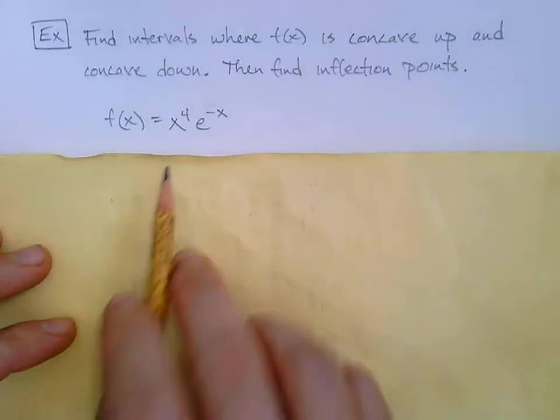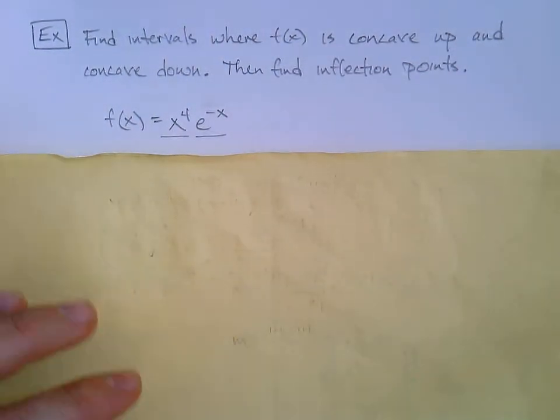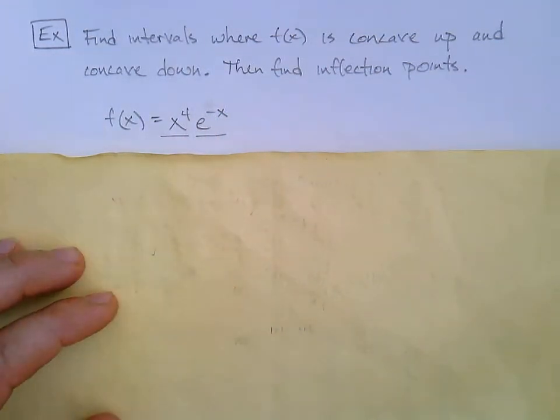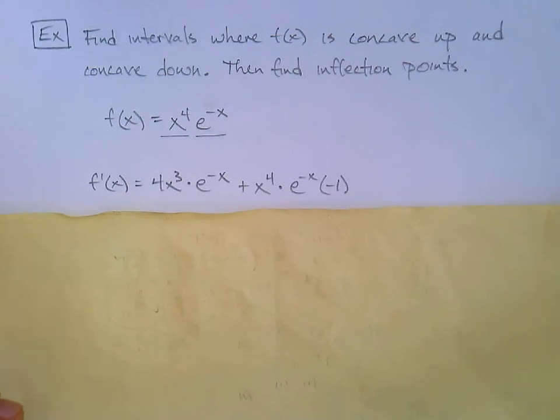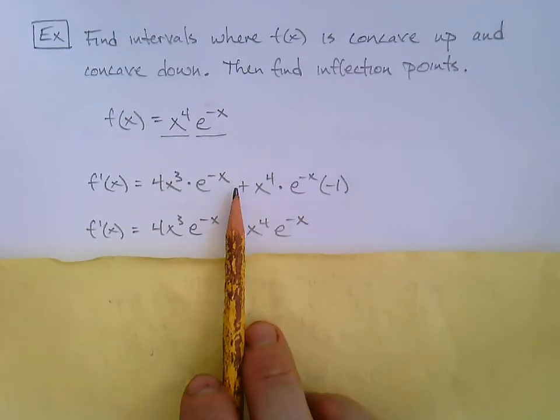Okay, so looking at it at first, we know we've got a product rule. And there's even a chain rule happening there with the negative x. Okay, so here's our first derivative. Product rule says 4x to the third times e to the negative x plus x to the fourth, and then our chain rule times e to the negative x times negative 1. And let's just clean that up. Move that negative out right there.